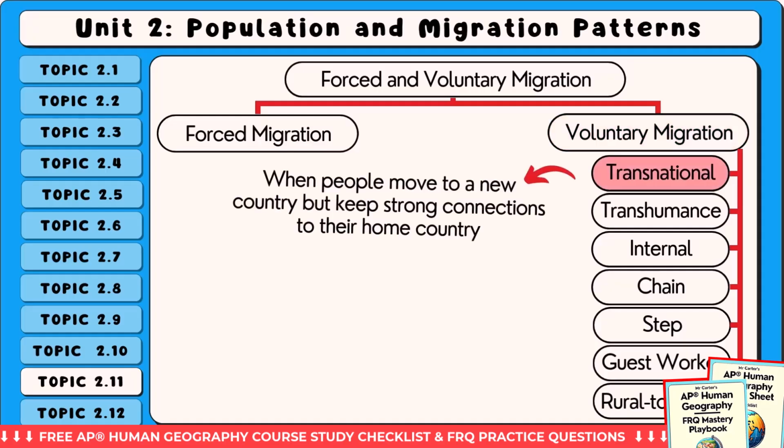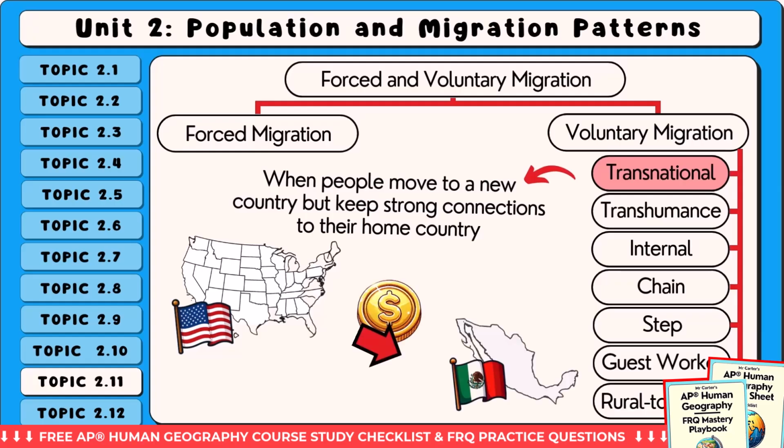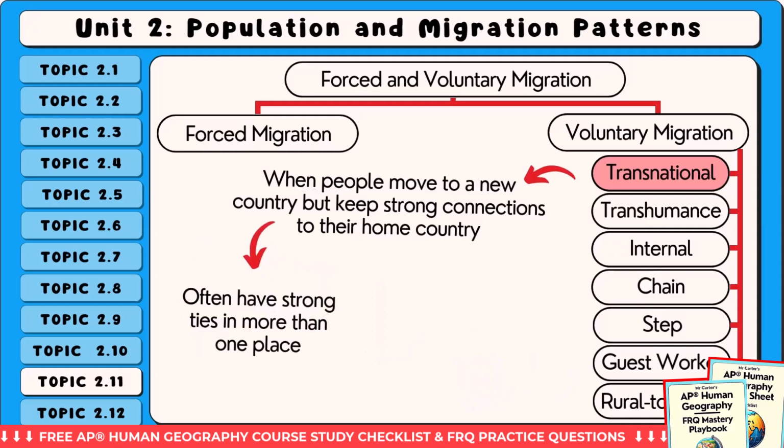Transnational migration is when people move to a new country but keep strong connections to their home country. For example, someone might live and work in one country while sending money back to family in another. They may visit often or even plan to return home someday. Transnational migrants often have strong ties in more than one place.